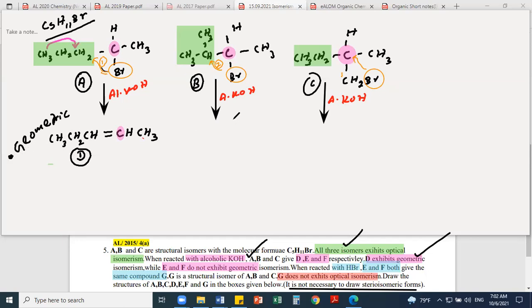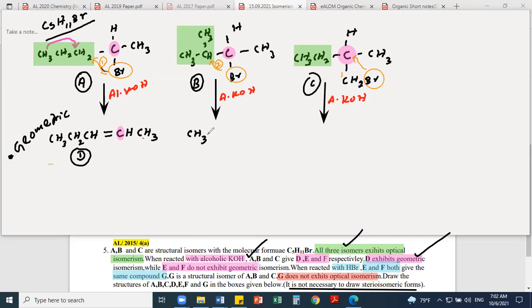This one from B, when you put alcoholic KOH, I have marked with that brick red color, the yellow color, how bromine and hydrogen is removed. So I can get easily the double bond now, right? From structure B also I can easily get the double bond. So then you guys get what?